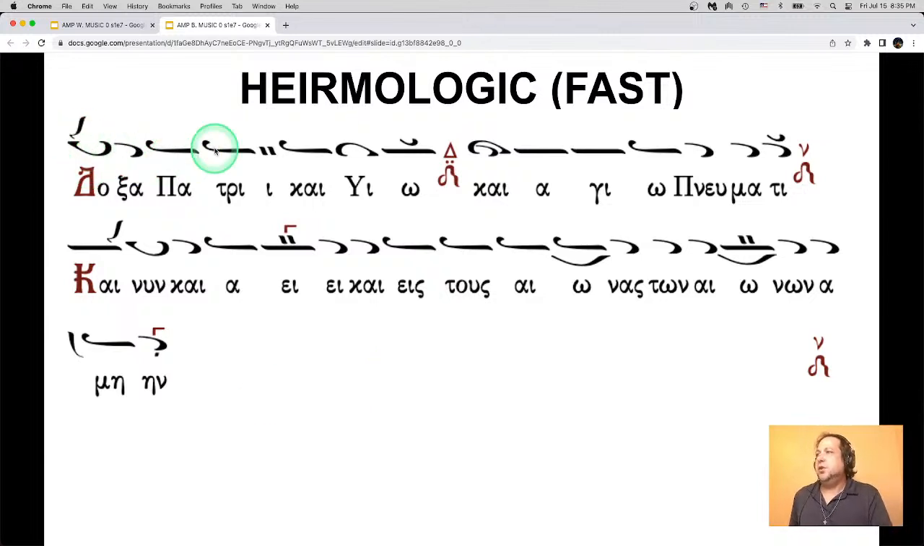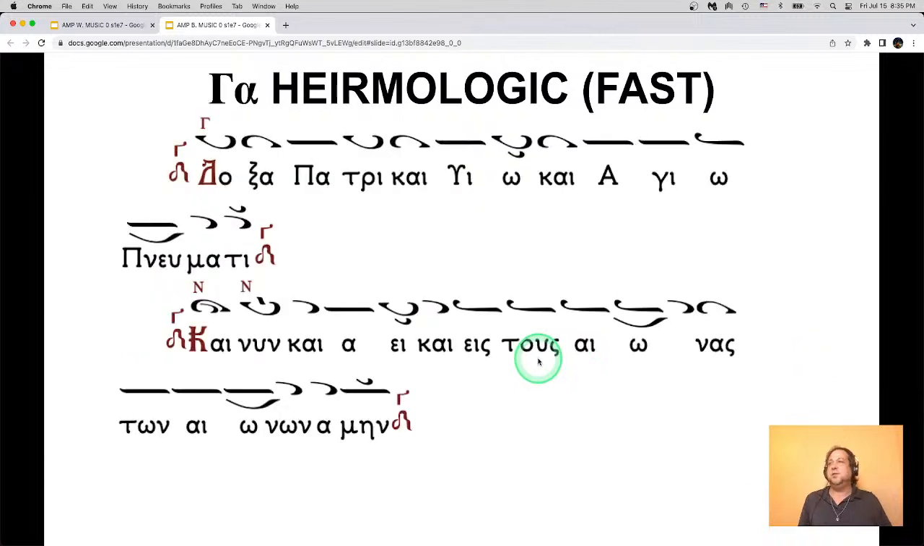Laksa patrika pneumati kenin kai Christus anaston amin. Easy peasy. Here's etymologic fast.